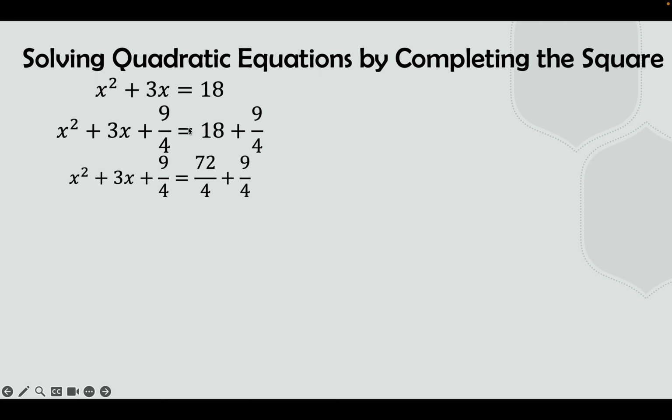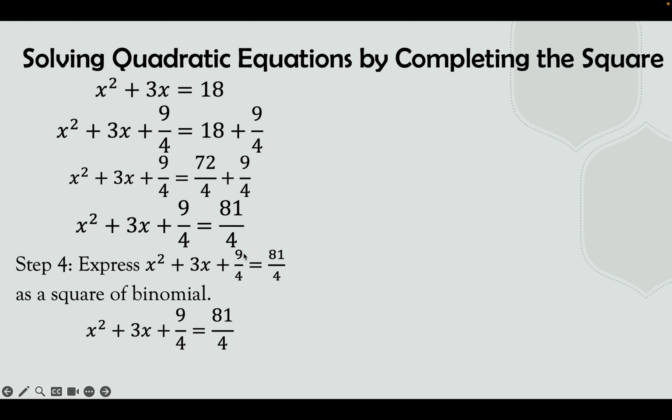We need to change this one so that we can simplify it with the same denominator. So we have 72 over 4, that is equal to 18. So it's the same. Adding 9 fourths, we have x² + 3x + 9/4 = 81/4. So we need to express this one as a square of a binomial. So we have (x + 3/2)² = 81/4.